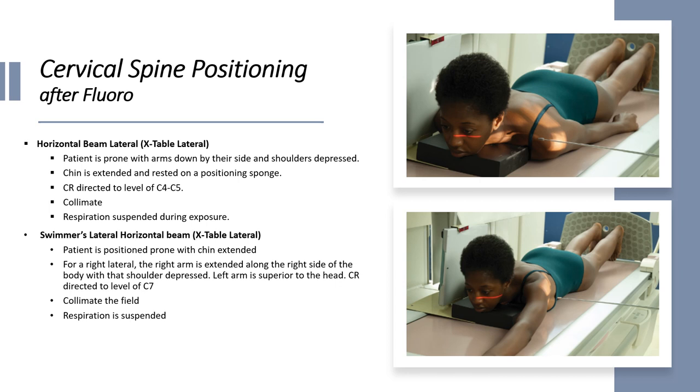So you also have a cross table lateral swimmer's lateral, horizontal beam. The patient is positioned prone, still with the chin extended. For a right lateral, the right arm is extended along the right side of the body with the shoulder depressed. The left arm is superior to the head. The CR is directed to the level of C7. Now, this is opposite to what we are taught as far as irregular C-spine swimmers. Definitely want to collimate to the field and suspend respiration.